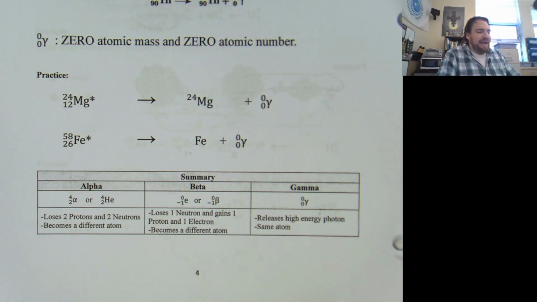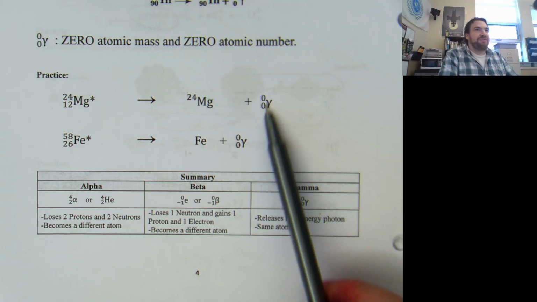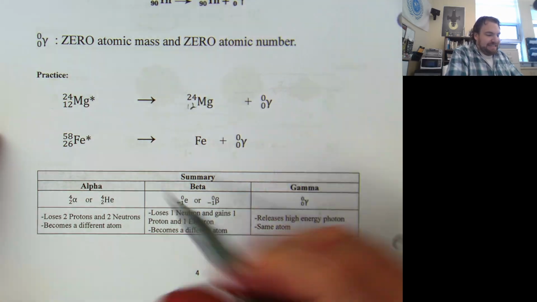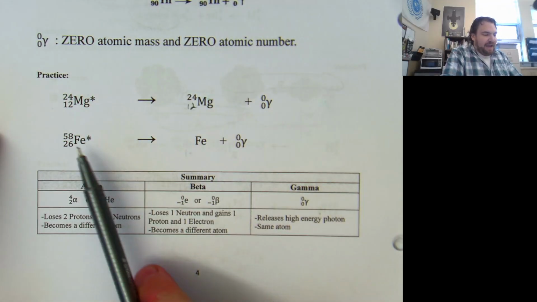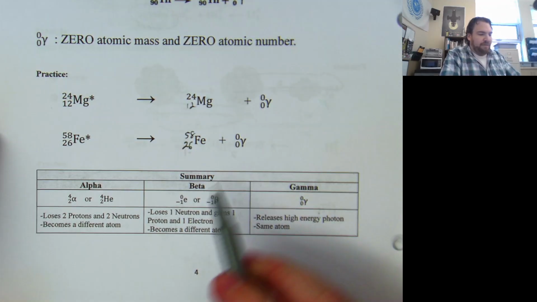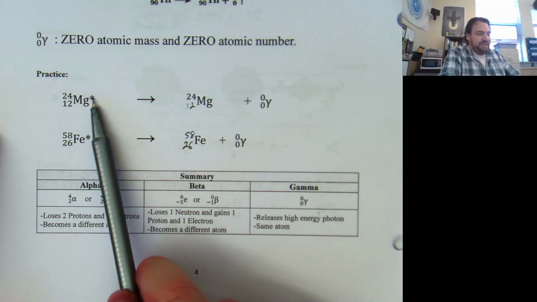So, in practice, gamma decay is easy. There are zeros for mass and number, so nothing changes. Magnesium star just becomes magnesium. Iron star just becomes iron. The numbers all stay the same. The asterisk is the only thing that disappears.